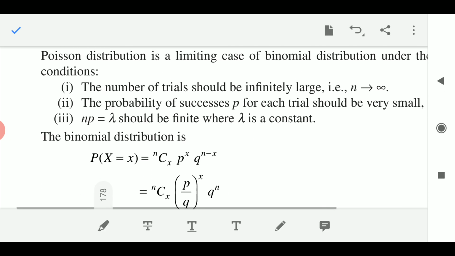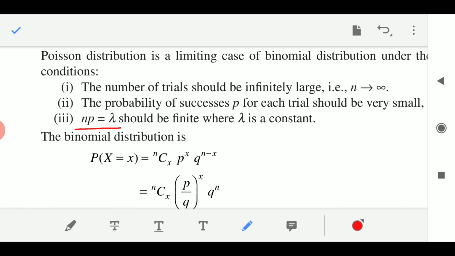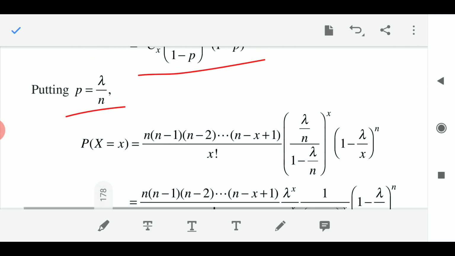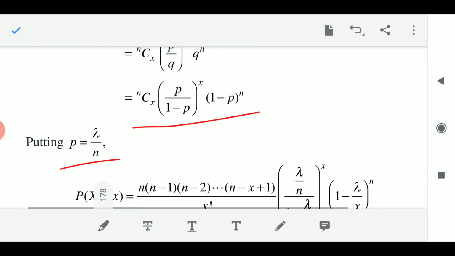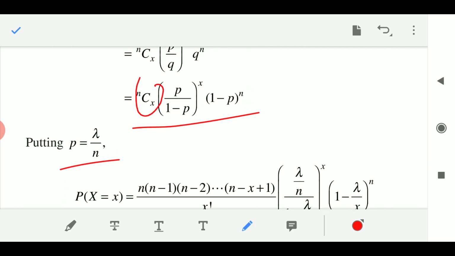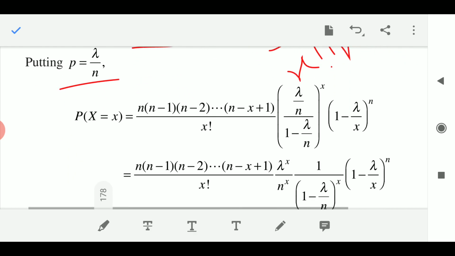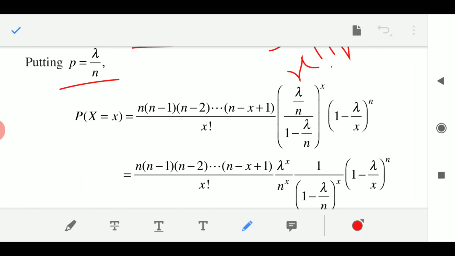Because we have already stated in the third point that np is equal to lambda, we are going to take some lambda, some constant. That lambda is going to play a role here. So when you substitute p is equal to this thing, and when you open up this combination sign, because the formula is n factorial upon x factorial into (n minus x) factorial, so if you open it using this formula, you are going to get this particular thing in this step.